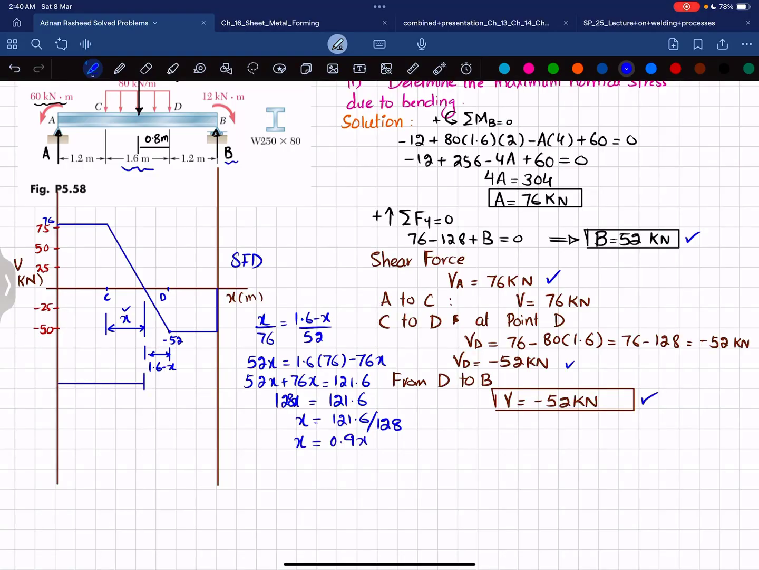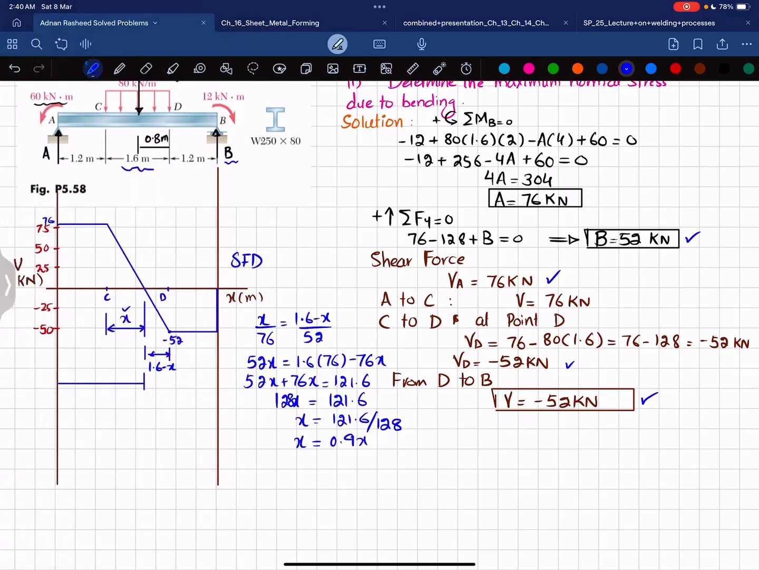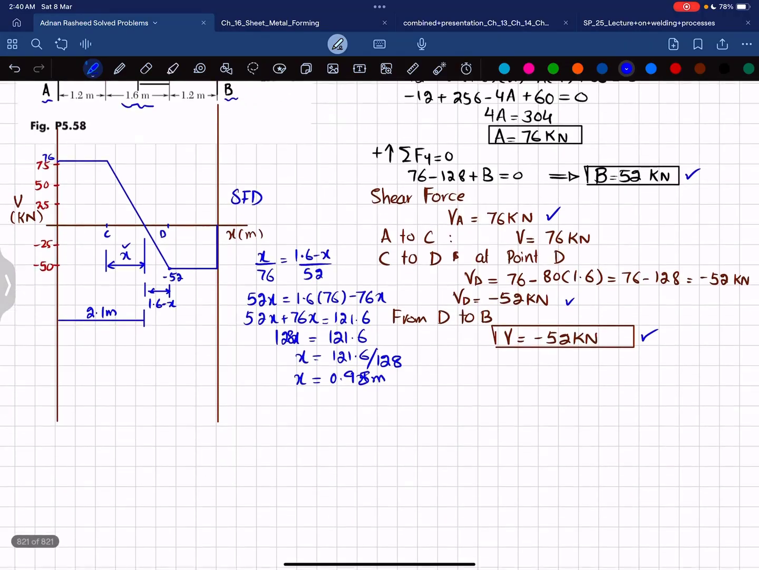So 1.2 plus 0.95 will give you about 2.15, so at a distance of about 2.1 meters from point A the shear force will be 0. That is 0.95 meter. Now we will move toward the bending moment diagram.